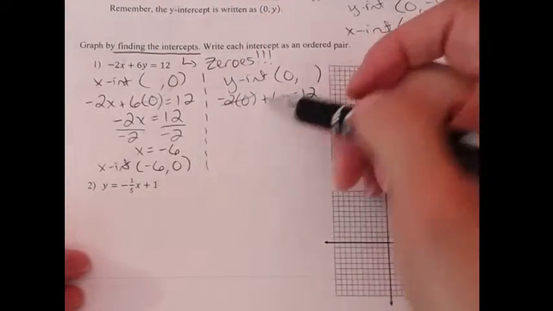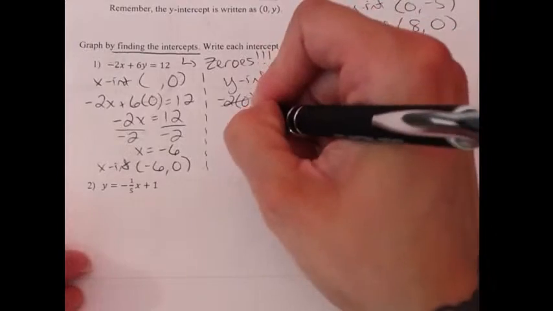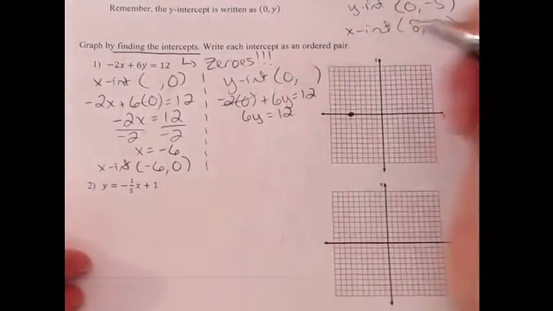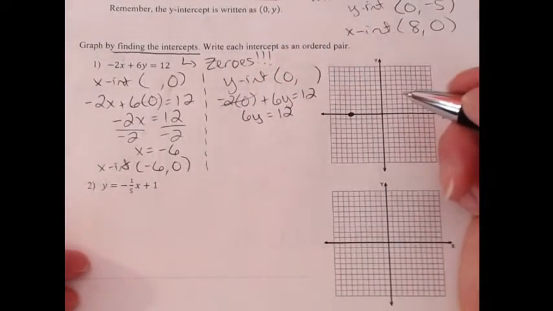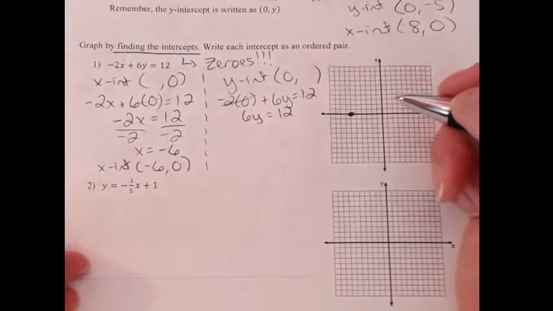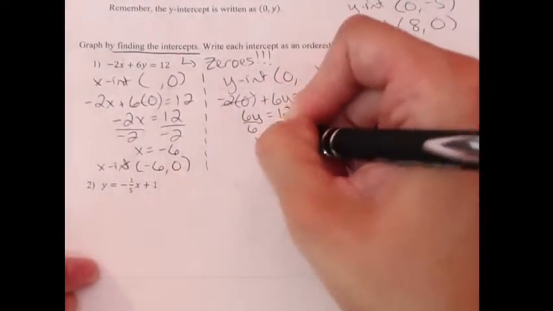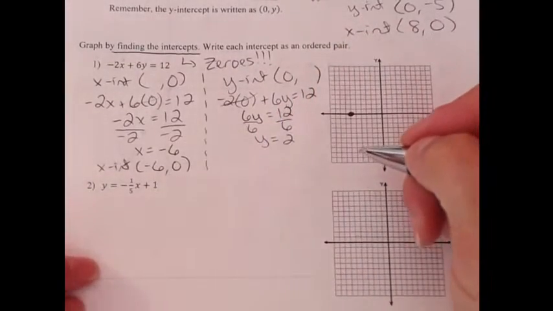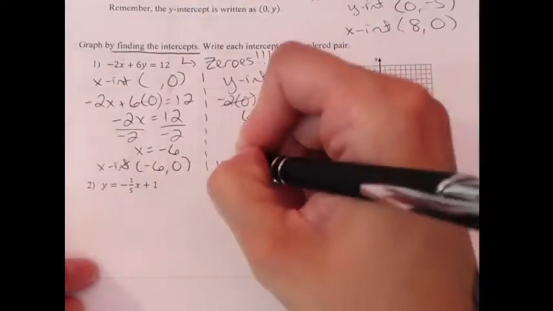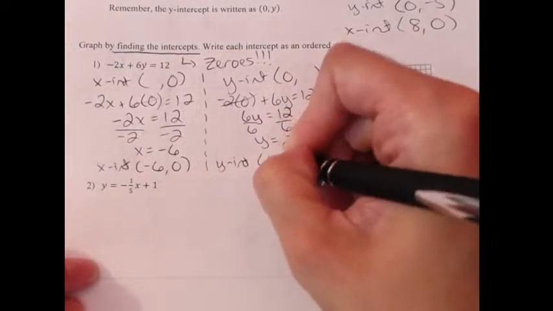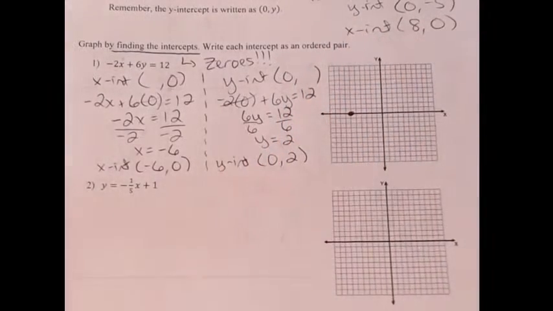Negative 2 times 0 is 0. 0 plus 6y is just 6y. And then this time the indicated variable is y. So we must solve for y by dividing both sides by 6. That leaves me with y is equal to 2, which implies that the y-intercept is going to be (0, 2).